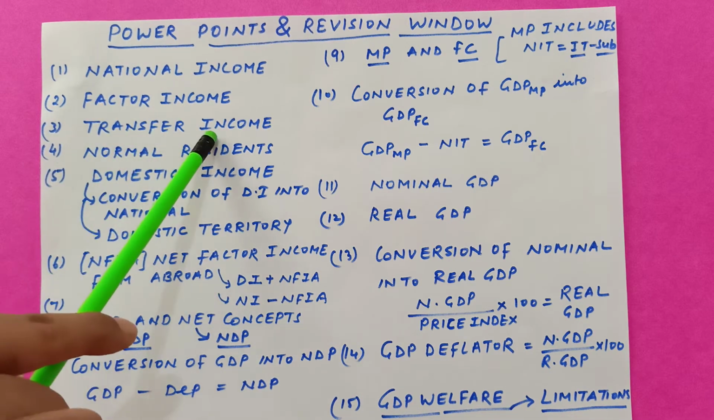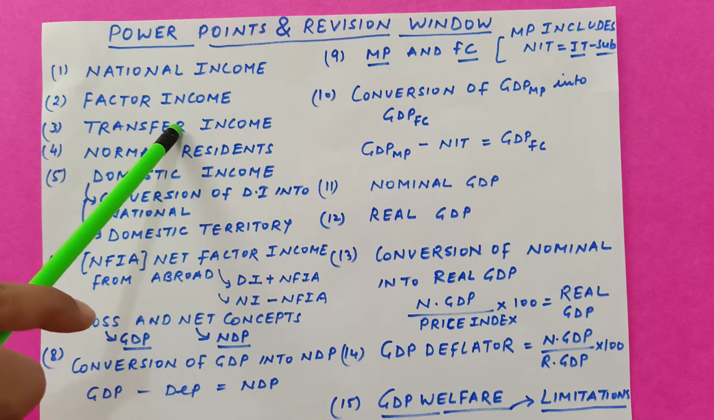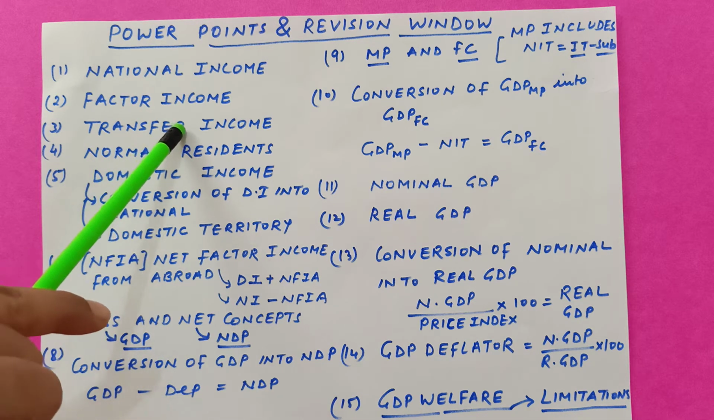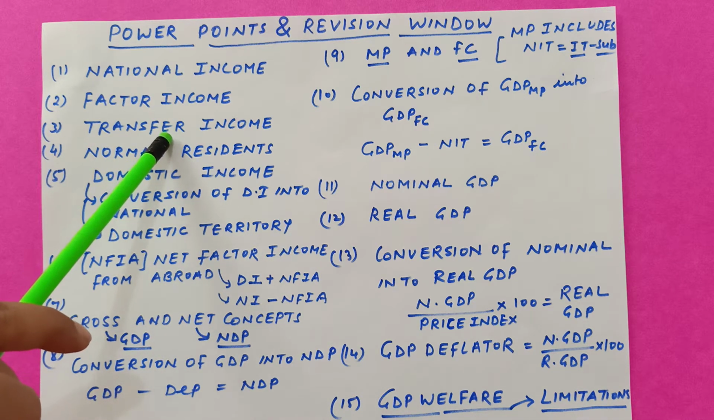Next is transfer income. Transfer incomes are unearned income. These include gifts in cash, scholarships to students, old age pensions to the seniors, etc. These are not included in the estimation of national income.